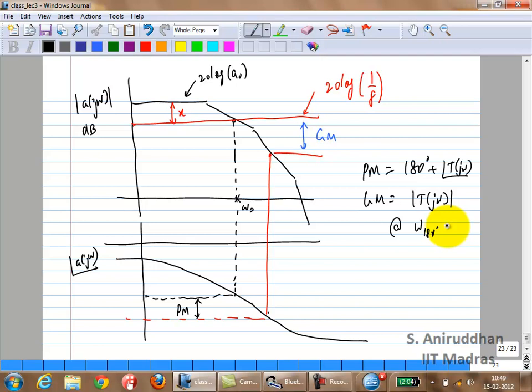Sometimes people also express the gain margin in positive terms. I think that's also okay. Technically, it is supposed to be negative. Gain margin is negative in dB. You can say gain margin is minus 20 dB or something. But a lot of people will tell you gain margin is 20 dB, and you know what they mean.